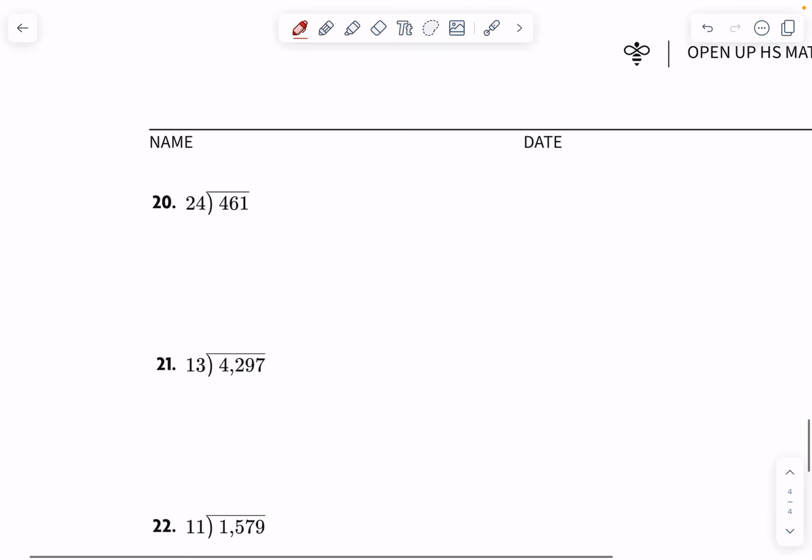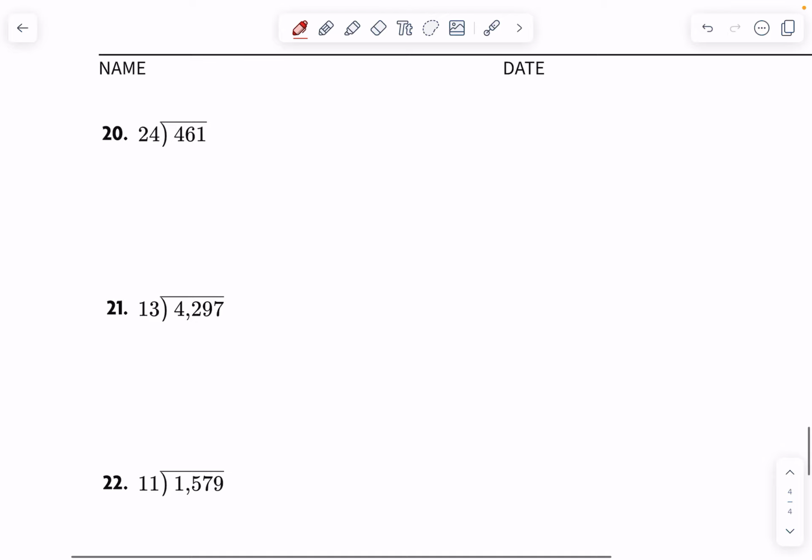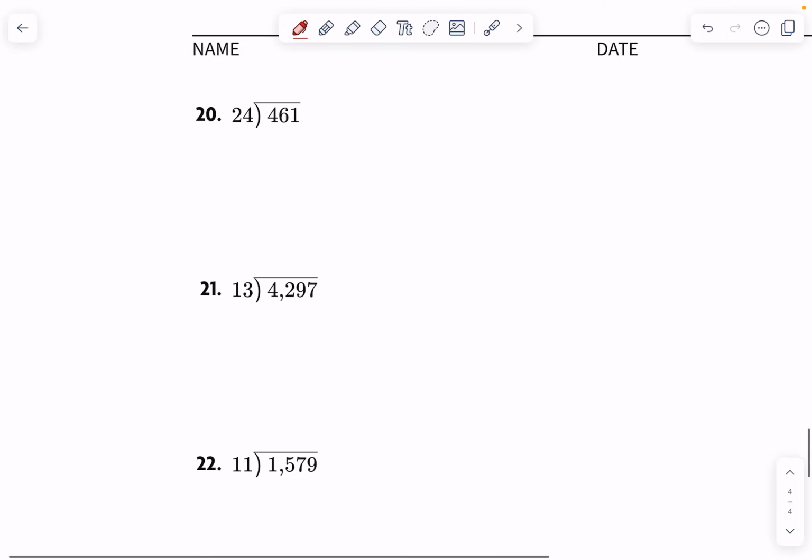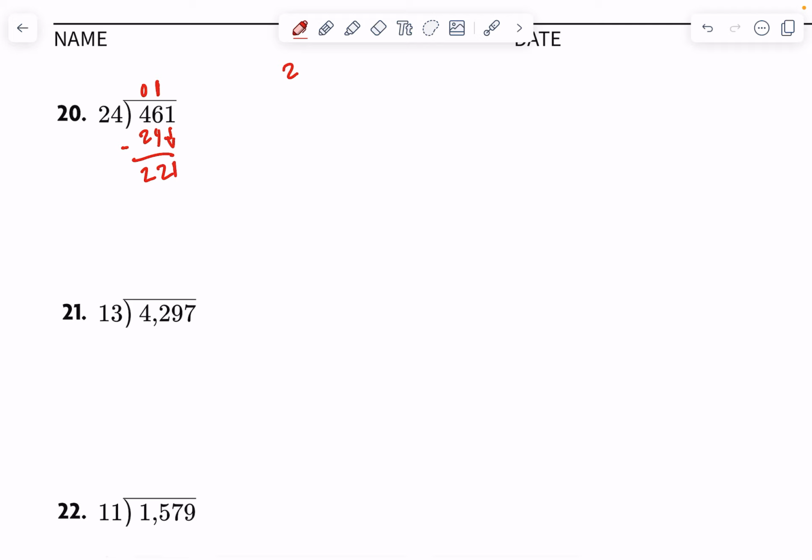Cool. Now we're at number 20. So 24 goes into 46 not exactly, but about 1 time only, just once. It's 24, and then subtract them. So this is 2. Bring down this 1. Now let's think about it. 9 times 4 is 36, 18. Perfect. So it goes in 9 times. So this is 216. So my remainder here is 5, right? So it's 19, remainder 5.